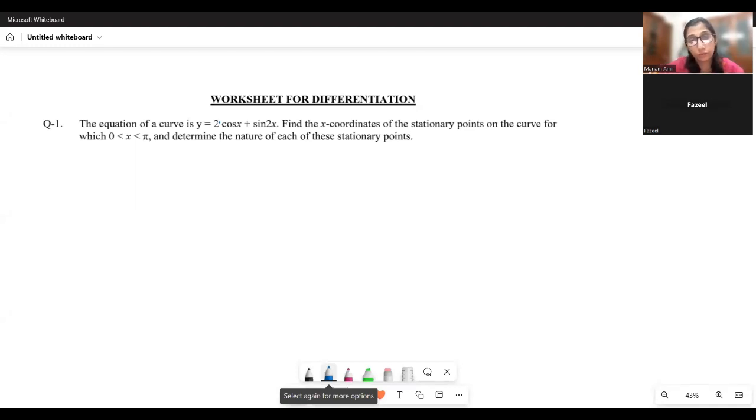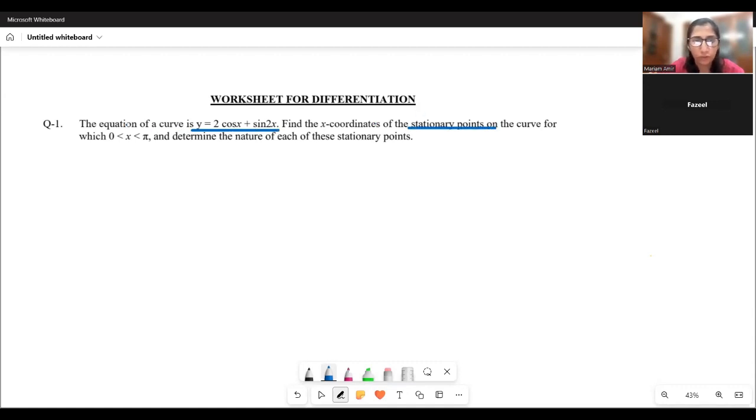Starting the differentiation worksheet. Question number 1. The equation of a curve is y equals 2 cos x plus sine 2x. Find the x coordinate of the stationary point on the curve for which x is between 0 and pi, and determine the nature of each of the stationary points.